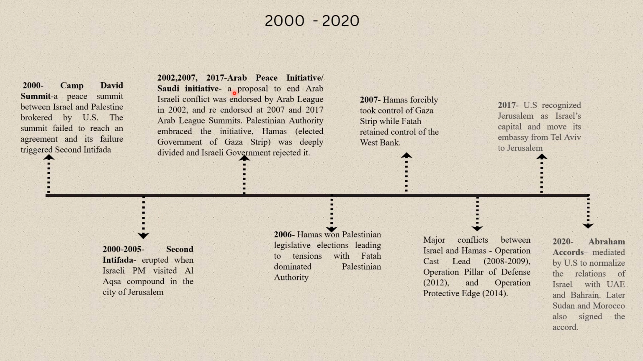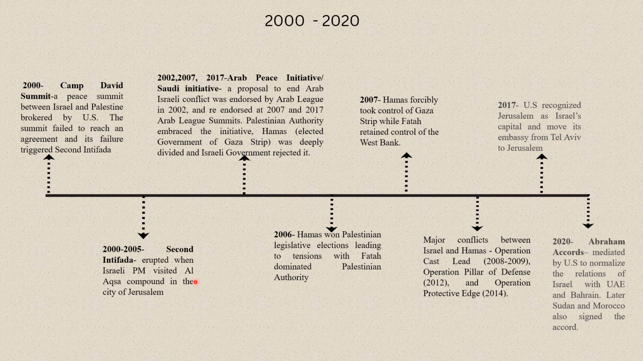So now let's unfold the period from 2000 to 2020. In 2000, a peace summit between Israel and Palestine, which was brokered by the US, took place, which was also known as the Camp David Summit. But this summit failed to reach any agreement, and it led to the Second Palestinian Uprising. The Second Palestinian Uprising took place during the period from 2000 to 2005.